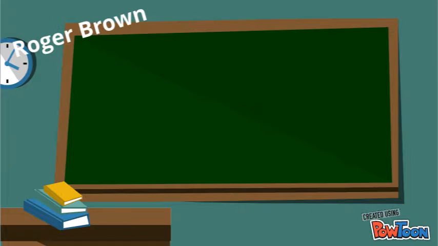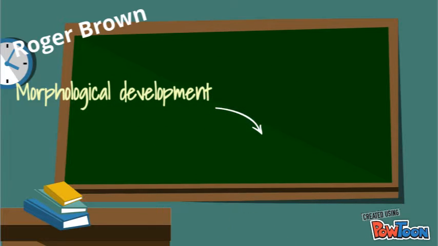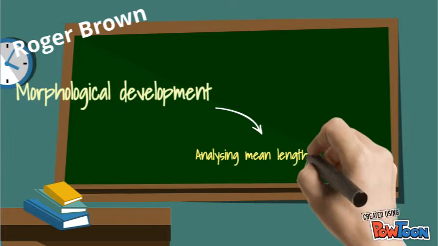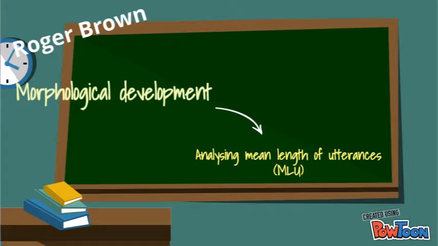Based on Brown, who was a social psychologist, morphological development is based on analyzing the mean length of utterances, which is the number of morphemes toddlers can produce. He describes a child's language acquisition in 5 stages.